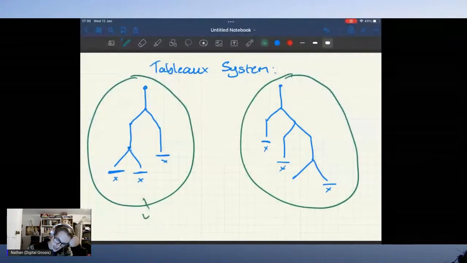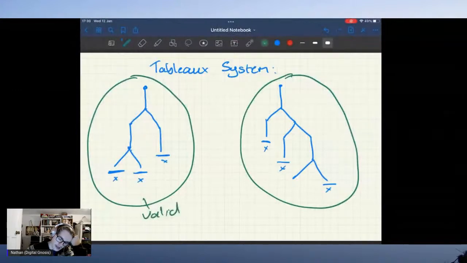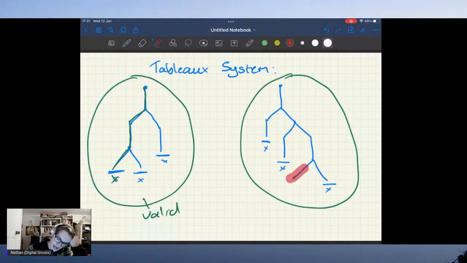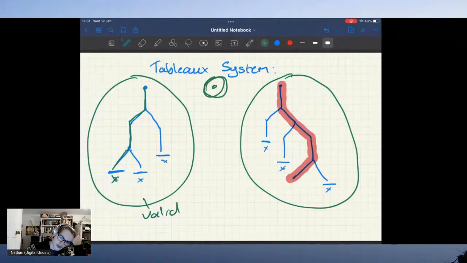So valid is going to be when we end up with a tree where every branch on that tree is closed like this, and invalid is going to be when we end up with a tree where it has open branches like this. And in our trees, we start at the root node here. So that's our root node. And then at the root node, we have our entire sequence of formulas. Don't worry if this isn't making quite a lot of sense. This is just to give you the idea of the structure of the trees.